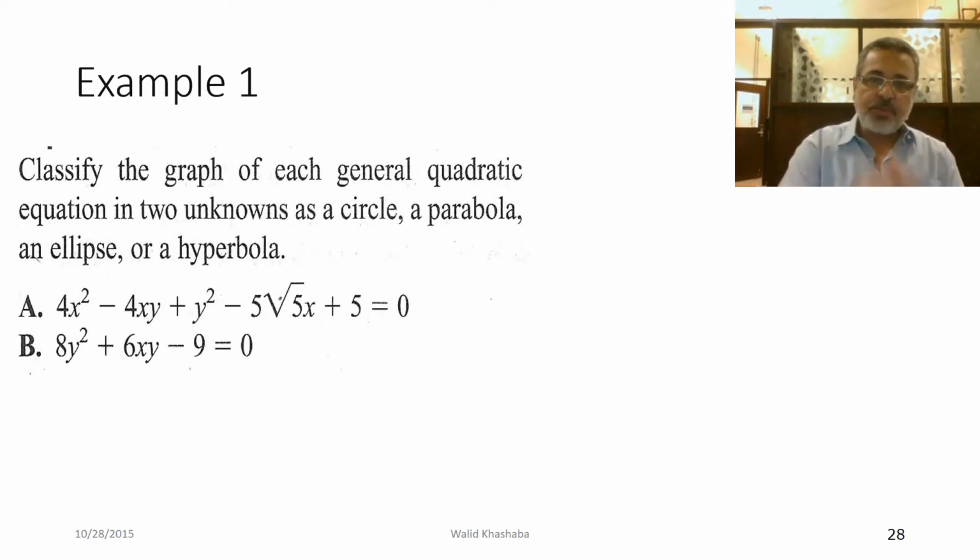Well, let's start with example 1. Classify the graph of each general quadratic equation in two unknowns as a circle, parabola, ellipse, or hyperbola. Here, as I told you before, we have to be familiar with the standard form of the equation of each of the four figures: circle, parabola, ellipse, or hyperbola. Let's start with the first one. A: 4x squared minus 4xy plus y squared minus 5 root 5 x plus 5 equals 0.